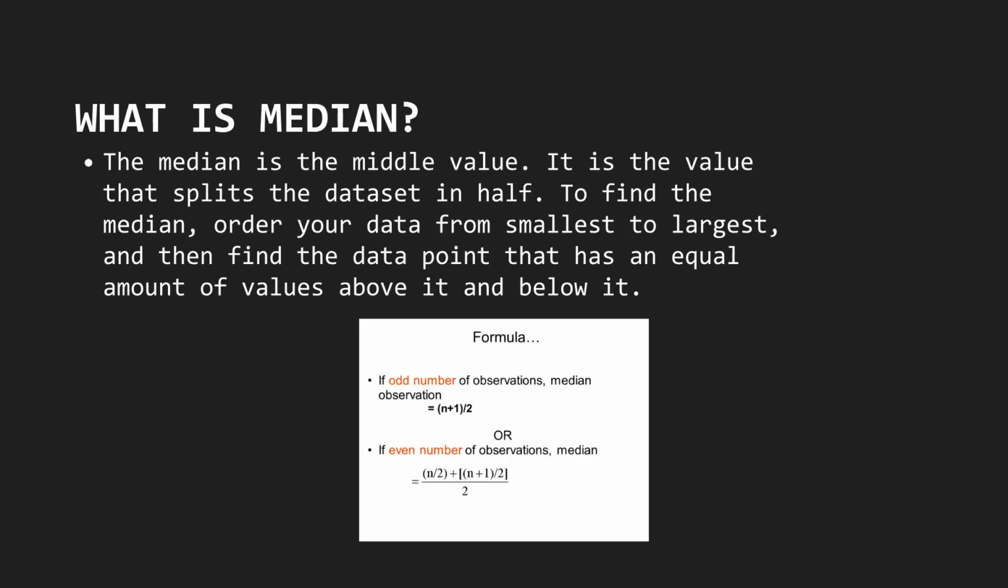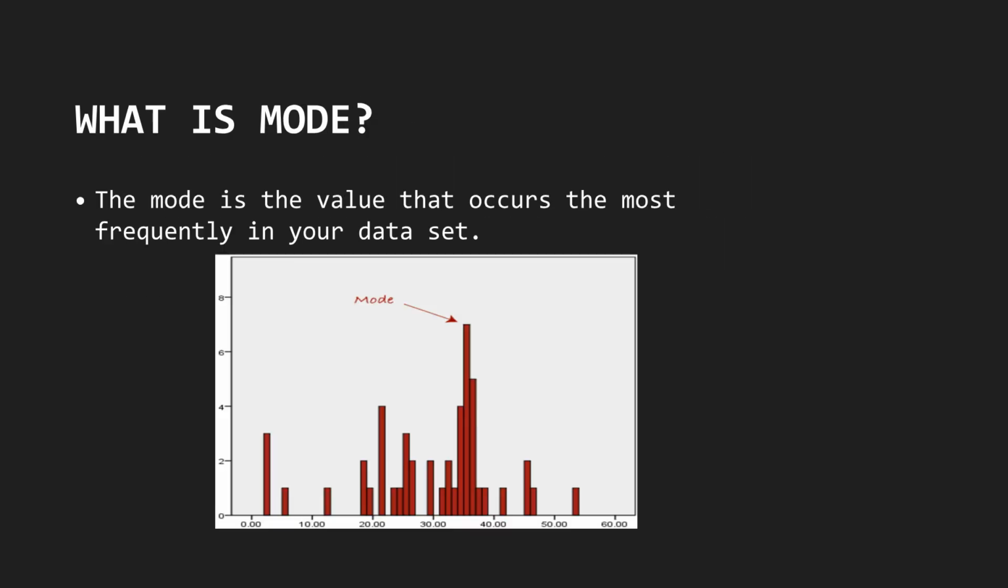The median is the middle value, splitting the dataset in half. You find it by ordering your data from smallest to largest, and then locating the data point with an equal number of values above and below it. The mode is the value that appears most frequently in your dataset.